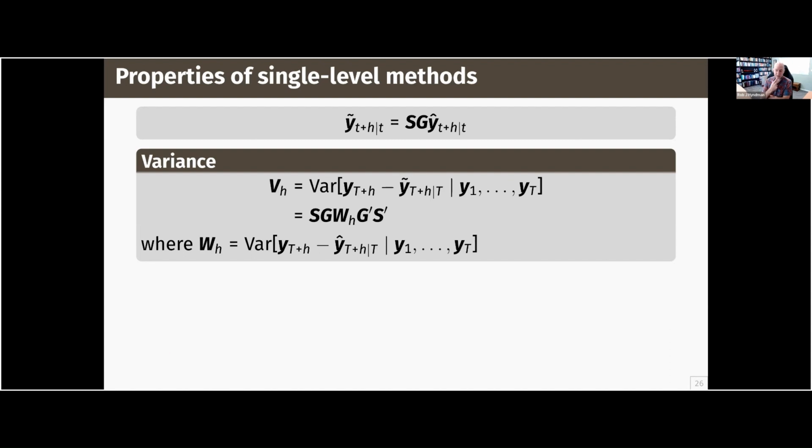What about the variance? That's the other thing we can do. Well, we can take this equation and just ask, what's the variance of the right-hand side? Using standard matrix algebra, the variance of the right-hand side is going to be SG times the variance of our original forecasts times G prime S prime. So the W_h here is the h-step ahead variance of the original forecasts.